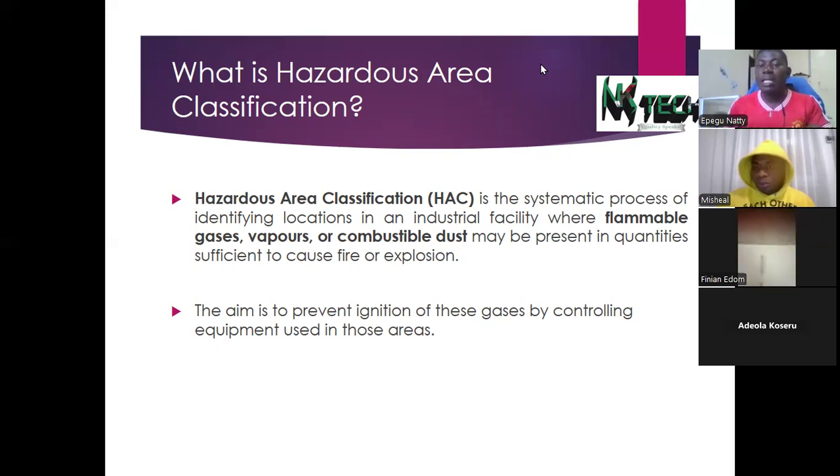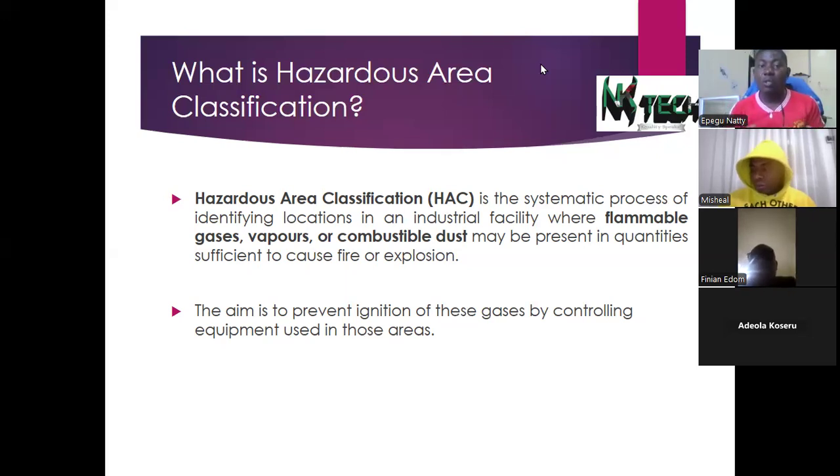Now there are different zones. When we get to the zones, we'll see that. But the first thing you do, if you go to a plant or if you have the layout of the plant, is to categorize the plant into various regions according to their flammability limit. So that's the first thing you do. Now, after you do that, the next thing is to prevent ignition of these gases by controlling equipment used in those areas.